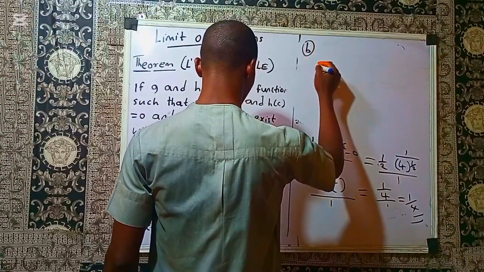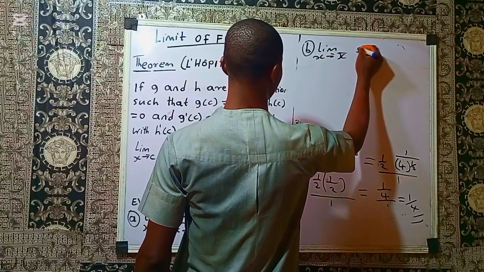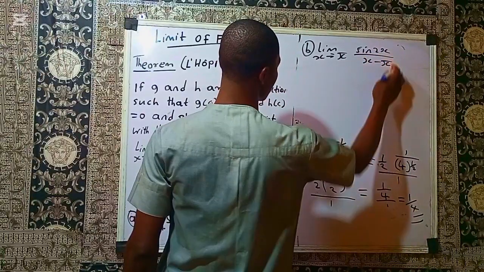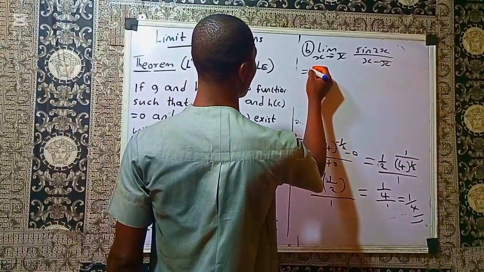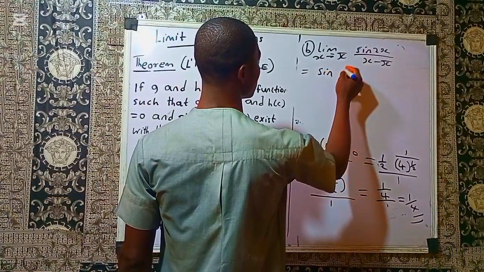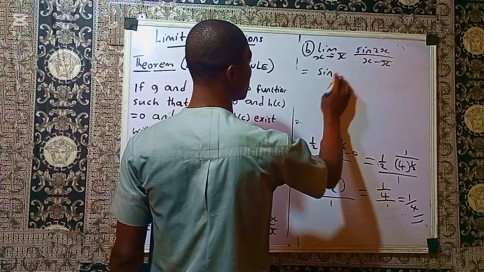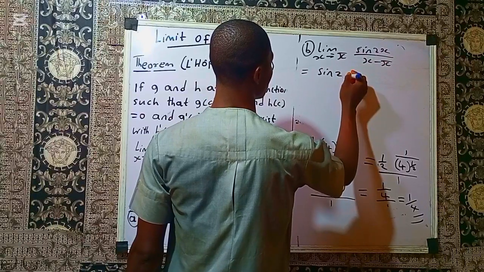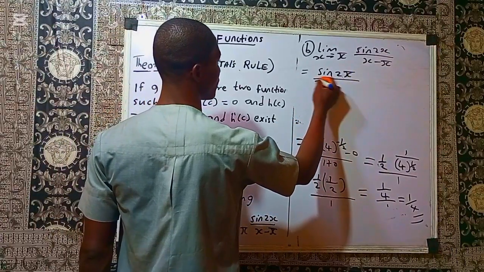For question B, we have the limit as x goes to pi of sine 2x divided by x minus pi. So this is what we have. So what are we going to do? We are going to substitute the point. X is going to what? Pi. We'll substitute the point. So we'll have sine 2 pi, because we're having 2 times x, and our x is pi, so we'll have 2 pi, then all divided by, we replace x with pi, pi minus pi.